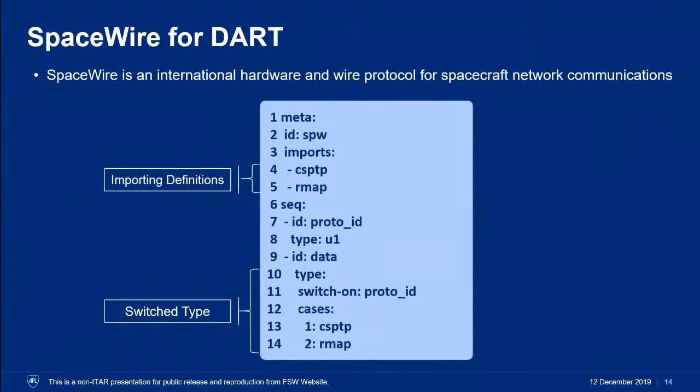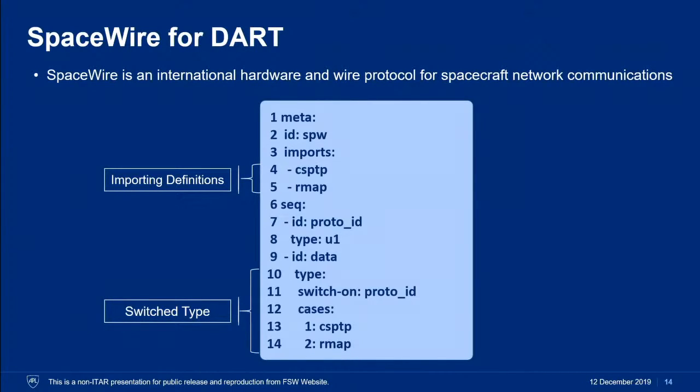So Spacewire is an international hardware and wire protocol for spacecraft network communications. It's the primary data transfer bus for DART. That's why the DART flight software team cares. And so most of its definitions should look fairly familiar. Andrew just talked you through one. But in this case, I'm going to call out a couple specific parts that change when they're applied or are different. So the ID is Spacewire because it's a Spacewire message.